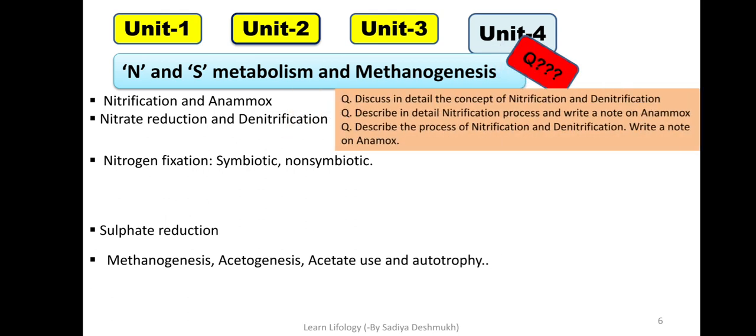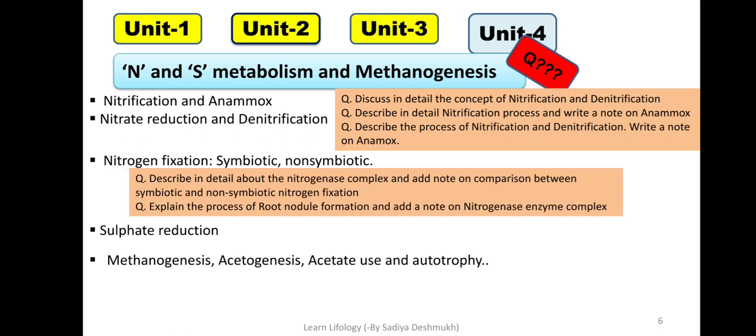Now the questions. From the nitrogen part, the questions can be like this: discuss in detail the concept of nitrification and denitrification. Then describe in detail nitrification, write a note on NMOX. NMOX is also asked for the short question as well as the long question, so this is quite important. Then describe the process of nitrification and denitrification. Again, the question is repeating.